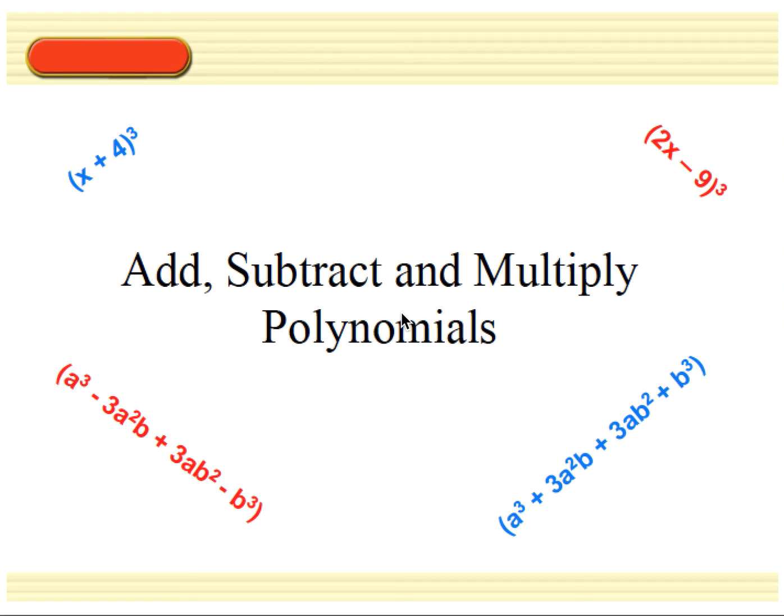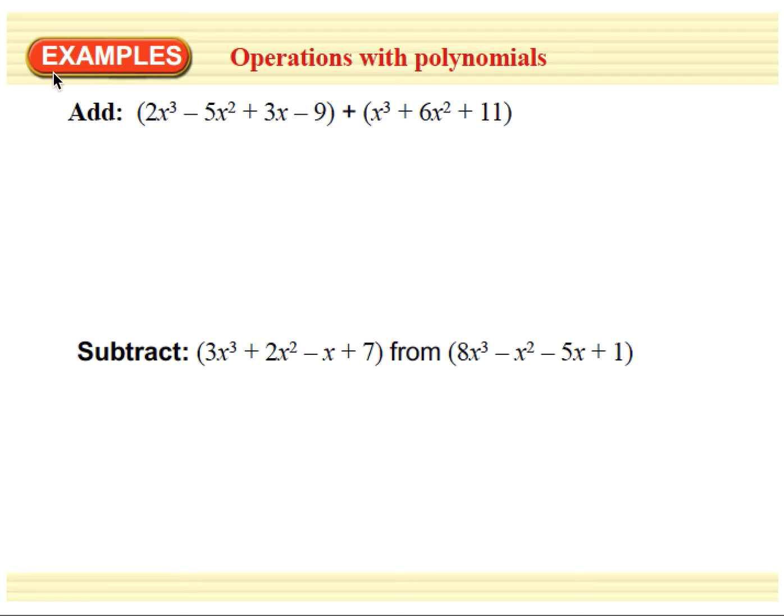Alright, today we're going to do some operations with polynomials. First one, we're going to do a little addition. We're going to add some polynomials. We're going to remove the parentheses. Then we're going to combine like terms.